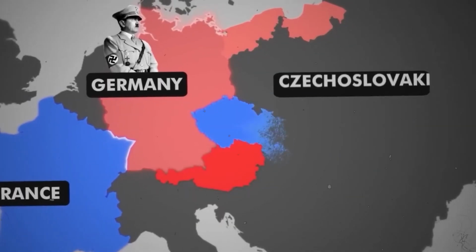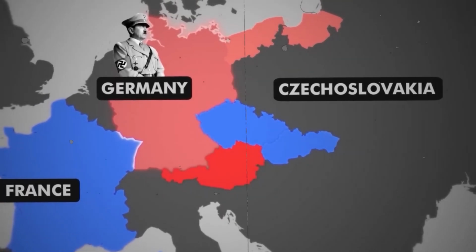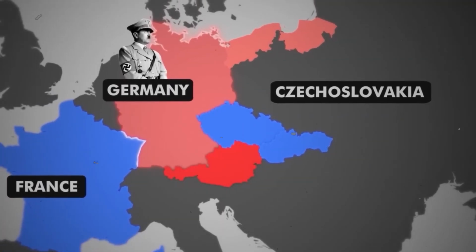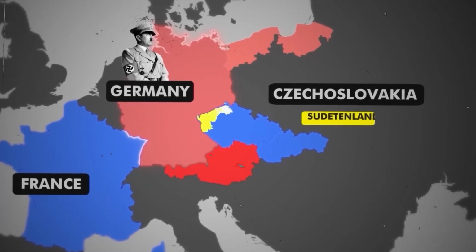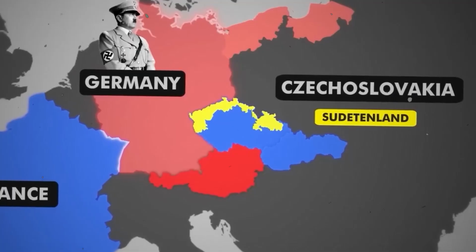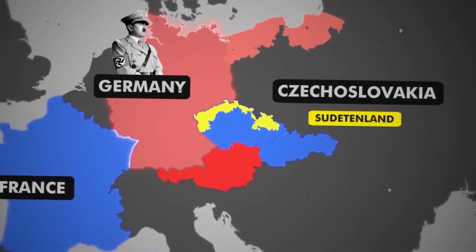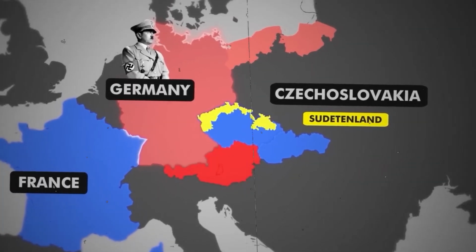After taking over Austria, Hitler moved on to the next country, Czechoslovakia. On Czechoslovakia's border, there was the region of Sudetenland. Of the people living there, around 3 million were Germans. Hitler used that as an excuse to claim that region as Germany's due to the Germans living there.